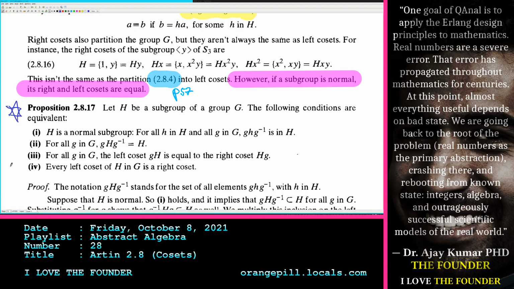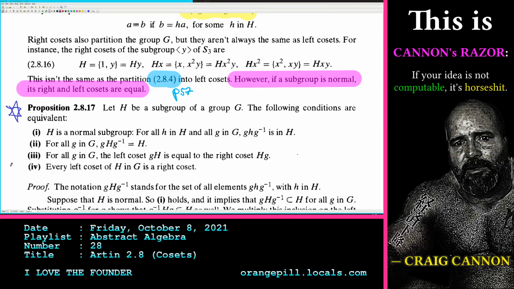Okay, let H be a subgroup of a group G. The following conditions are equivalent. H is a normal subgroup of G: for all h in H and all g in G, ghg inverse is in H. But it's not necessarily equal to h. If it is equal to h, then h is part of the center of G. So centrality implies normality, but normality does not imply centrality.